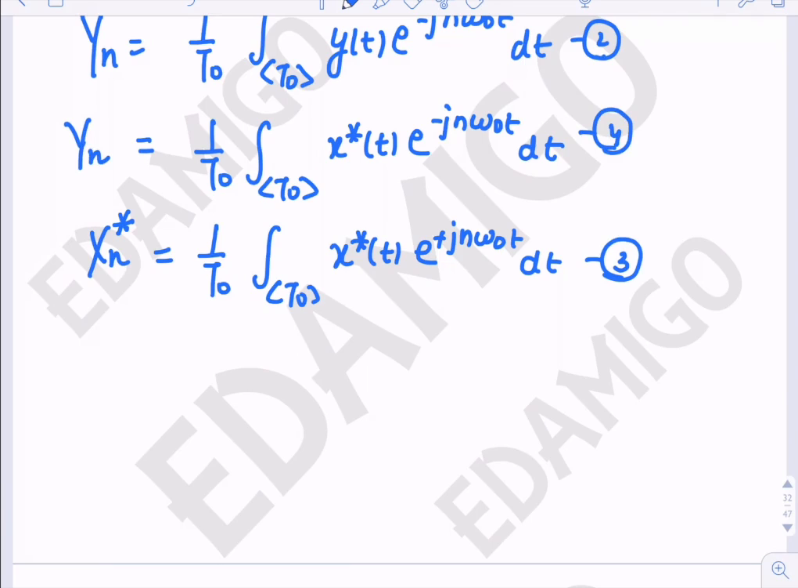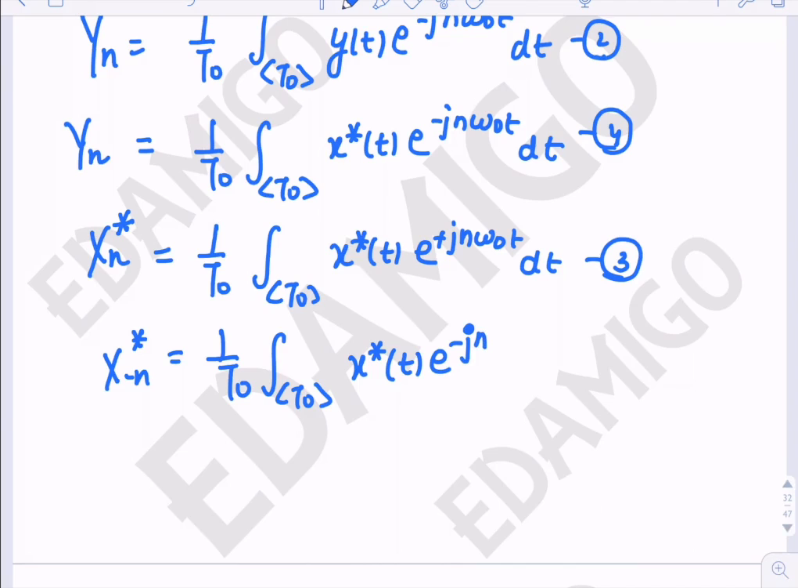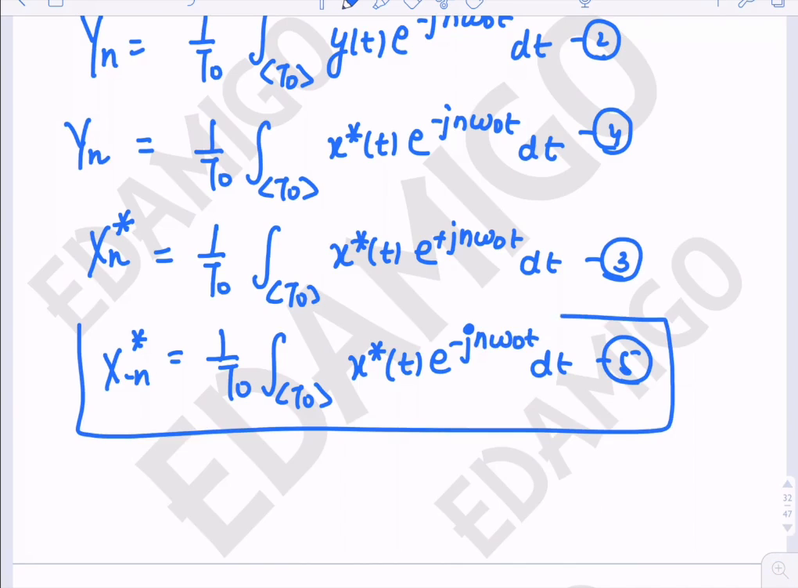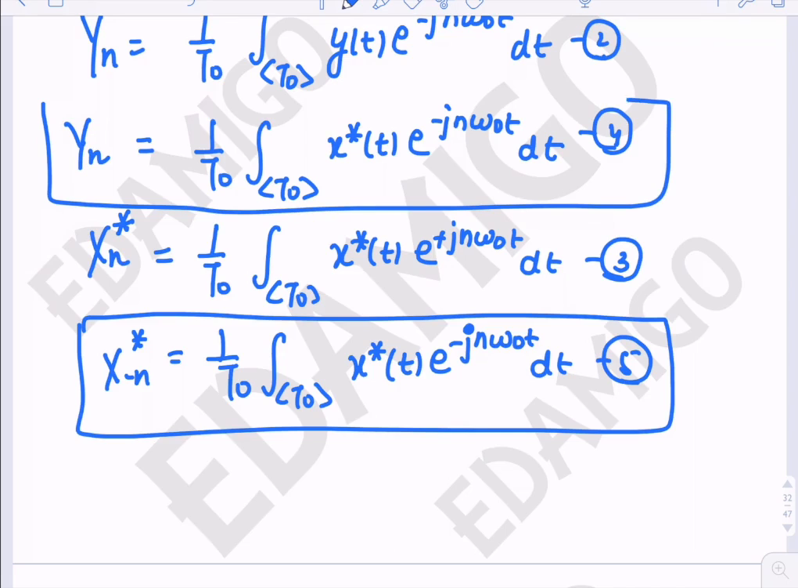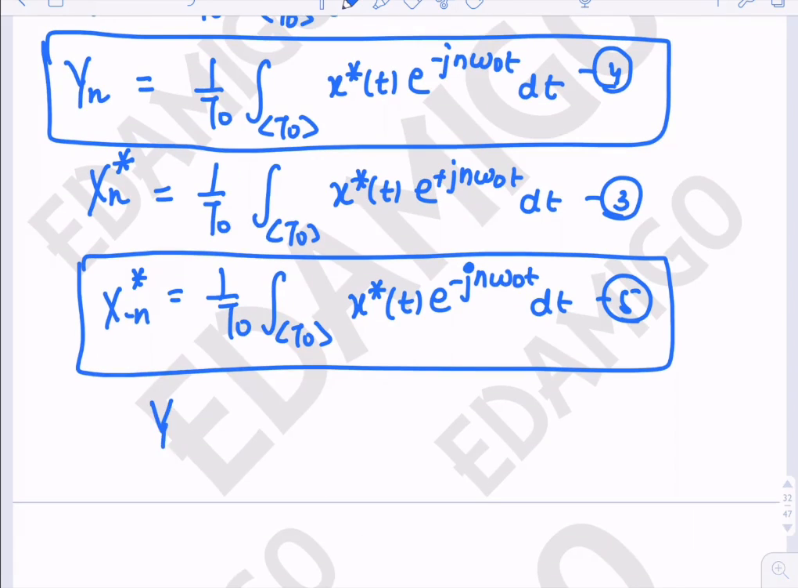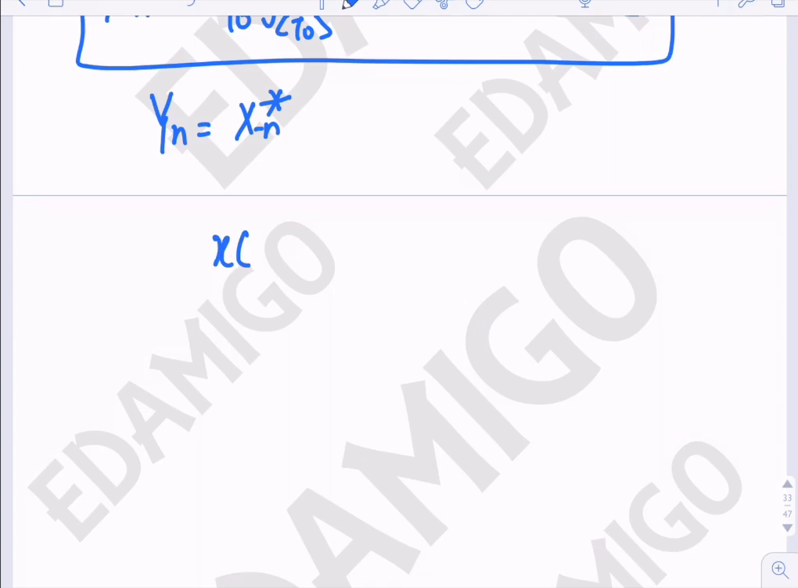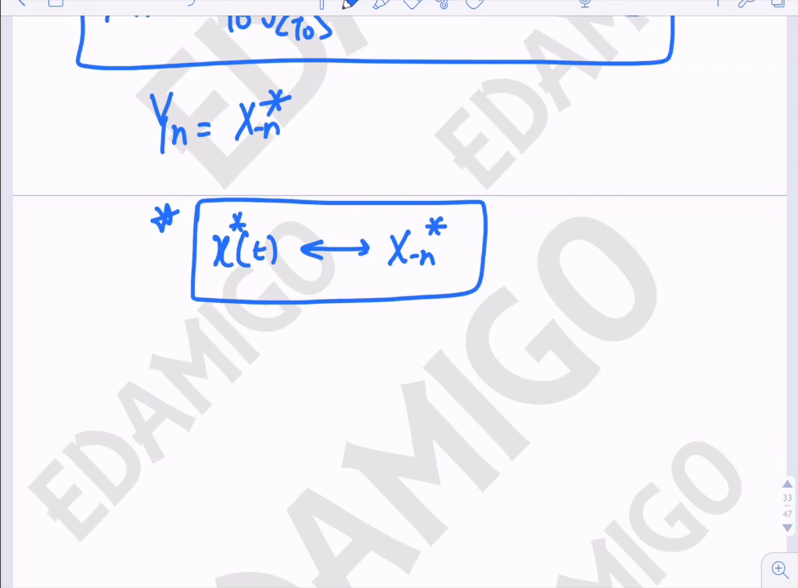Now in equation number 3 we replace n by minus n. So we get x of minus n conjugate is equal to 1 upon time period integration over time period x conjugate t, so we are replacing n by minus n here, n omega naught t dt. This is equation number 5. Now if we compare equation number 5 and equation number 4, we get that their RHS are the same. So we can say that yn is equal to x minus n conjugate. Or we can say that x conjugate t has the exponential Fourier series x of minus n conjugate. So these were the properties that I have used in these questions.